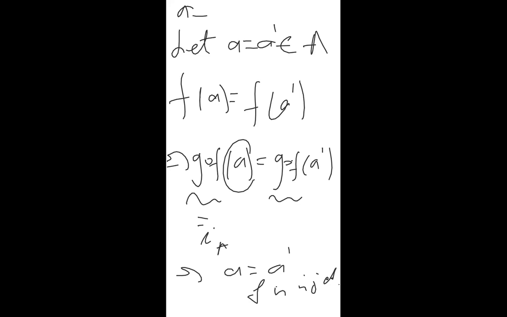So the other way would be: if F has a right inverse, it is surjective. So if it has a left inverse, it is injective, and if it has a right inverse, it is surjective. So let's take an element B.